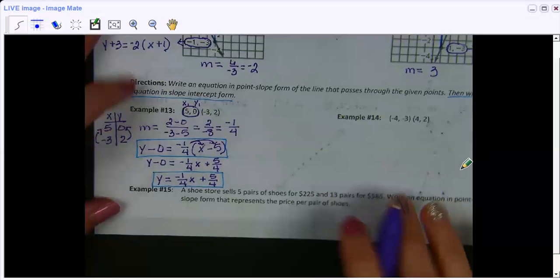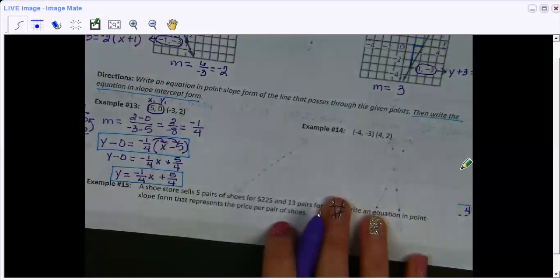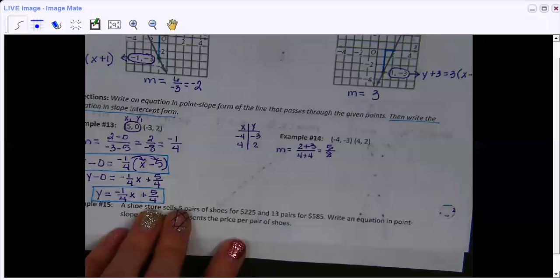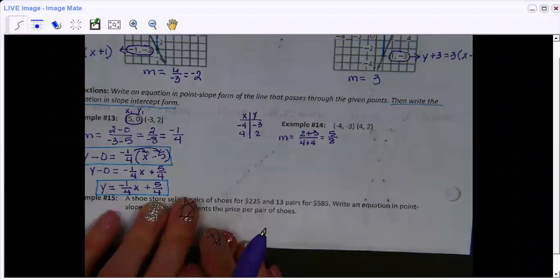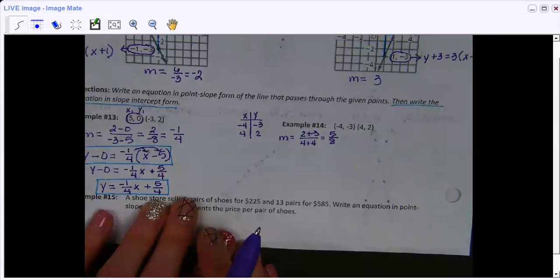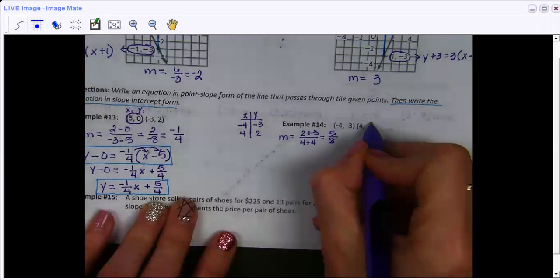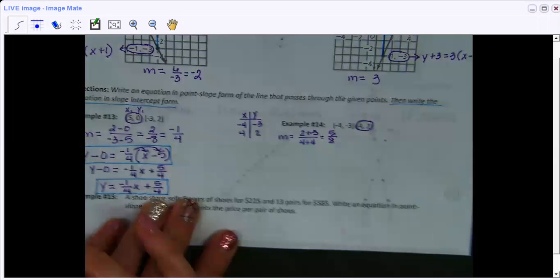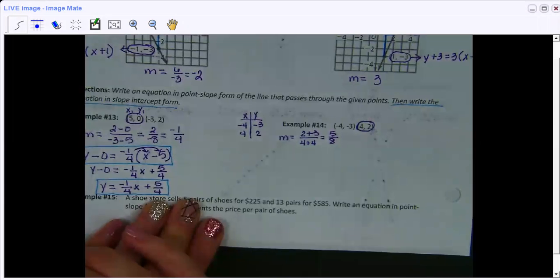Okay, so for example 14, the first thing I want everybody to do is find slope. So everybody work on finding the slope of those 2 points. Okay, when you found the slope, go ahead and check up here. And we're going to work with the point 4,2. So once you get that slope, I want you to plug it into the point slope formula. So that's your next step.